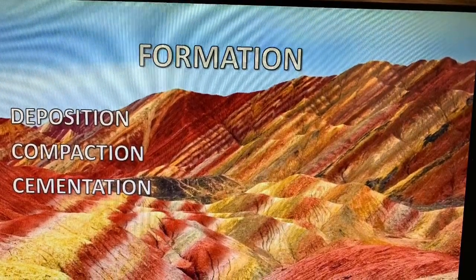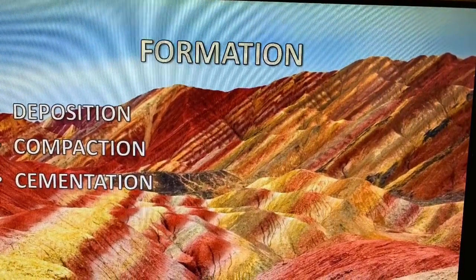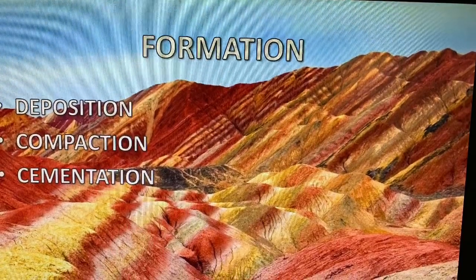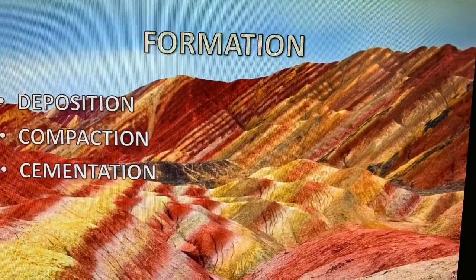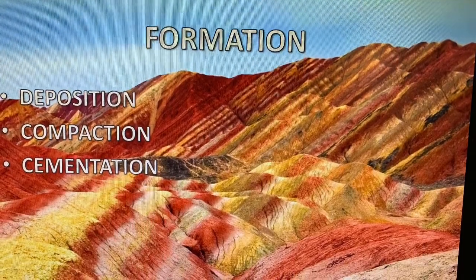All right, guys, so when we talk about the formation of sedimentary rocks, there's 3 terms that I want to talk about. Those terms are deposition, compaction, and cementation. They're on the board right now. Please make sure you write them down in your notes. Make sure that you have a little space left after them so that you can fill in the definitions.